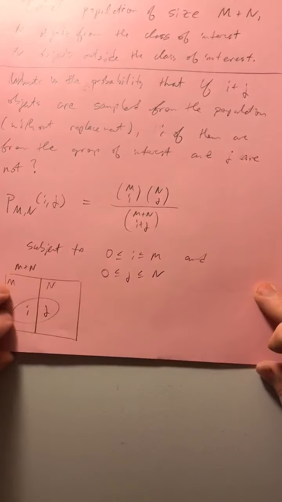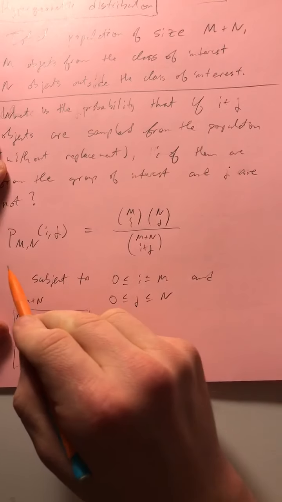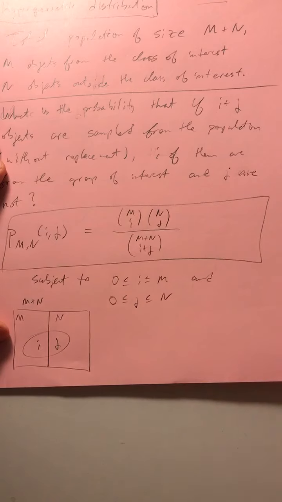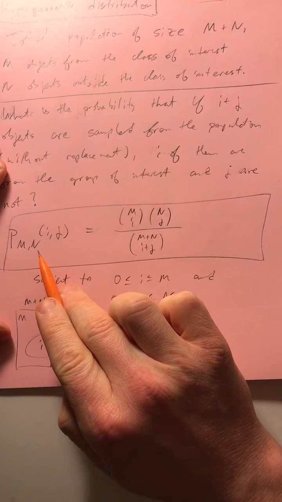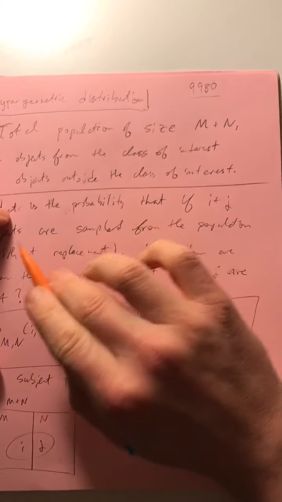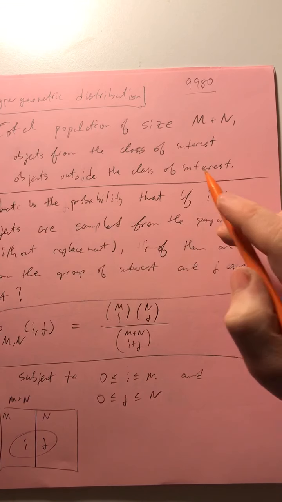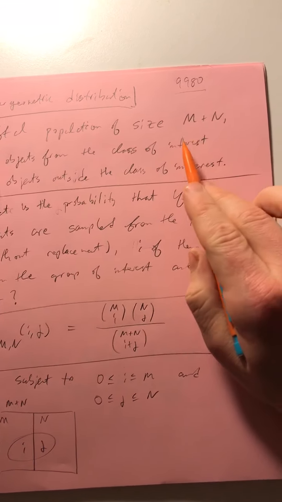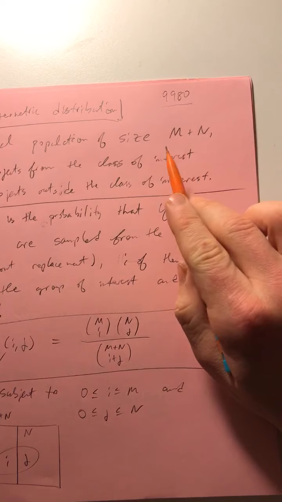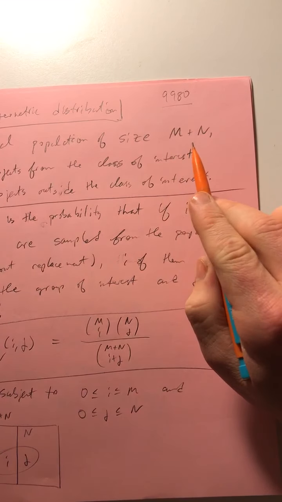So that's the hypergeometric distribution. I'm going to be a little more specific here. m and n are parameters of the distribution. In this problem, you might be asked to compute probabilities, and m and n are not changing. m and n are fixed.